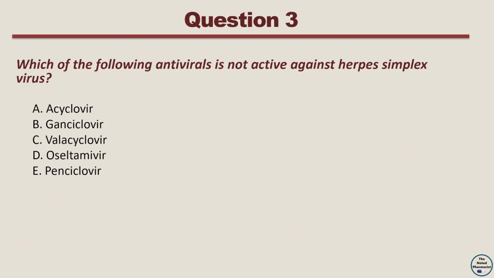Question 3. Which of the following antivirals is not active against herpes simplex virus? Option A, acyclovir. Option B, ganciclovir. Option C, valacyclovir. Option D, oseltamivir. Option E, penciclovir.